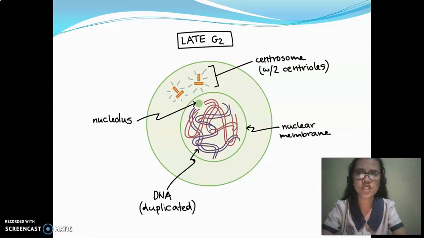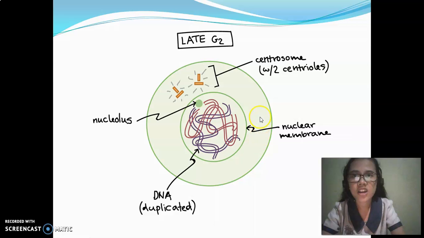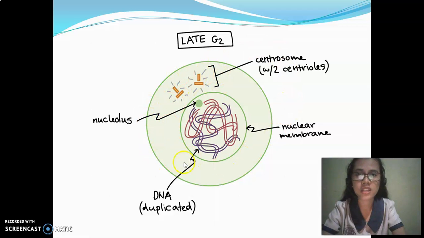At this stage, the DNA is surrounded by an intact nuclear membrane, and the nucleolus, here in the picture, is present in the nucleus. Here, in this phase, the cell grows more and organelles and proteins develop in preparation for cell division.